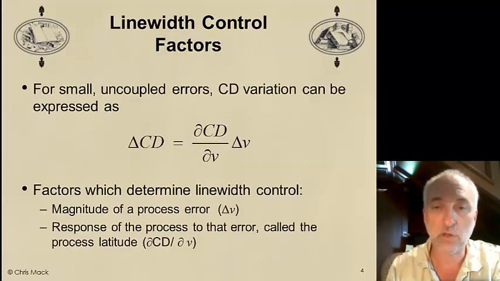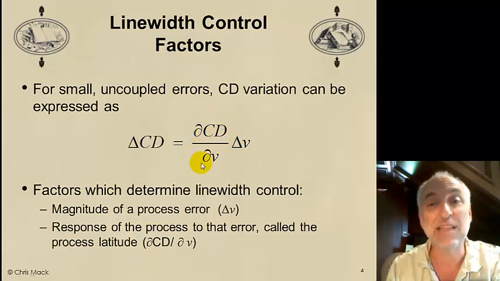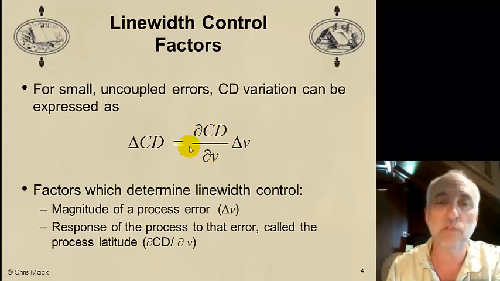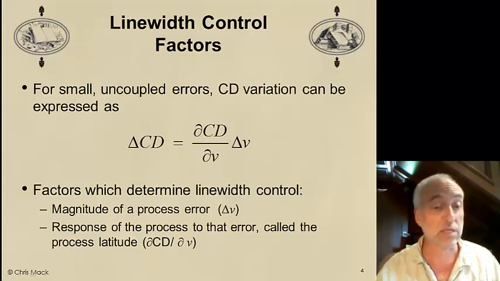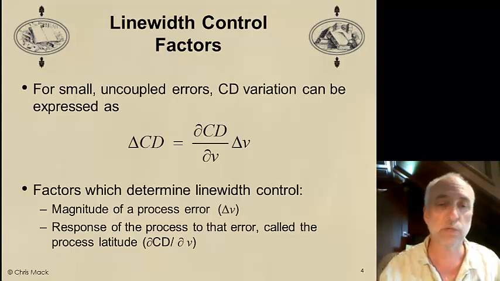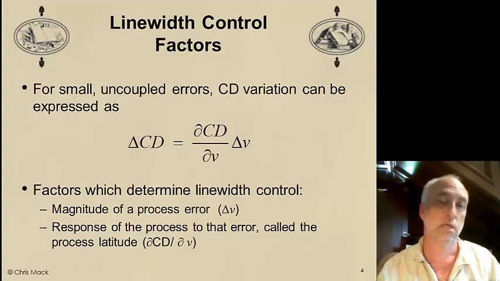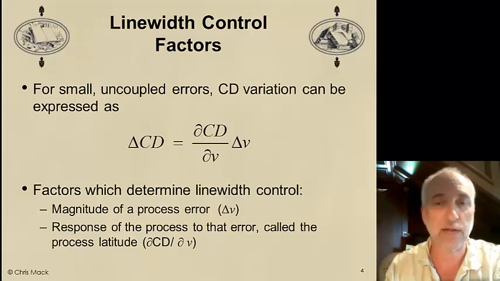So these two things are quite separate, quite different. One of them, dCD d variable, is about designing the process. It's about picking the right materials, the right equipment, designing the process so that it minimizes this derivative. Delta V, the magnitude of the process error, is about controlling the process, looking for all the ways in which we can improve, say, the temperature control of our hot plate, or how it varies across the hot plate. So very different tasks, and we do both of these things in lithography.